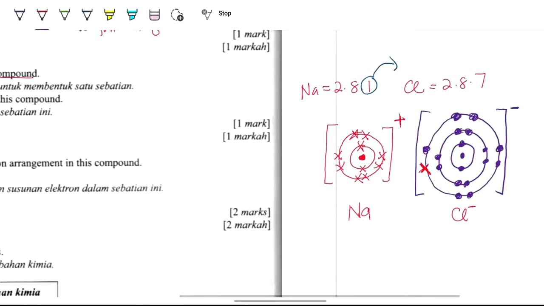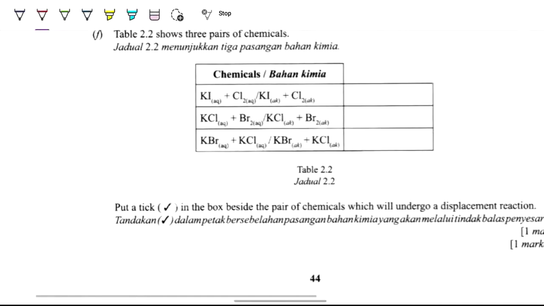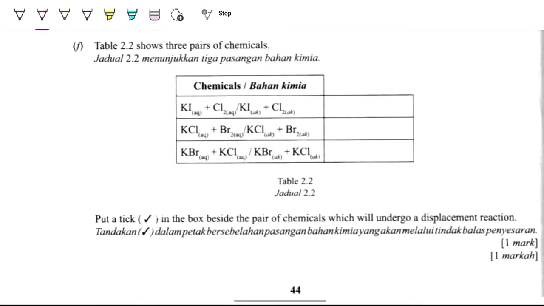Next, the question shows 3 pairs of chemical equations. Which one is correct? Displacement reaction: the more reactive halogens displace the less reactive halides from its solution. So which one will undergo displacement? Let's see.